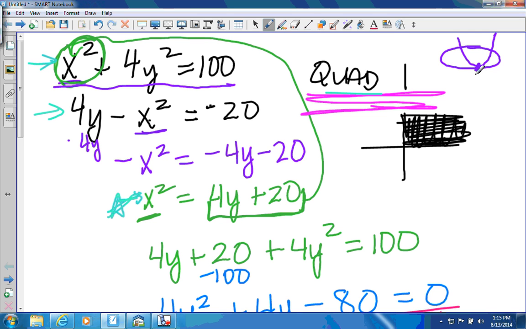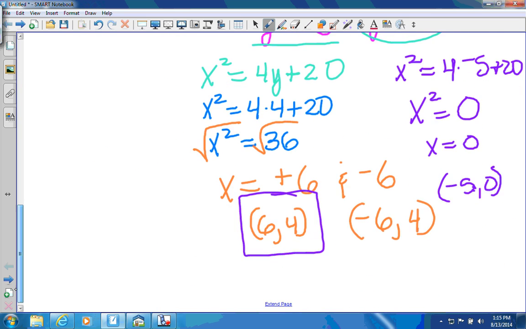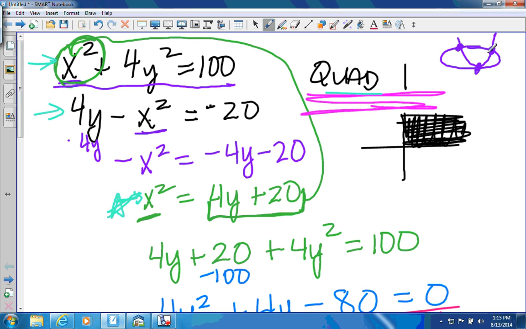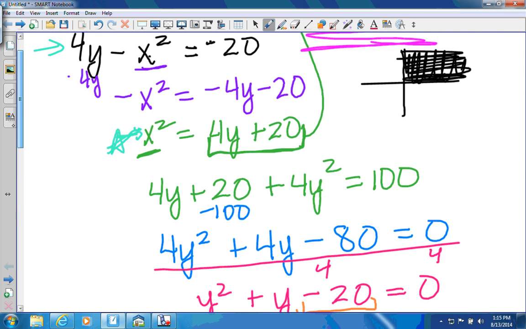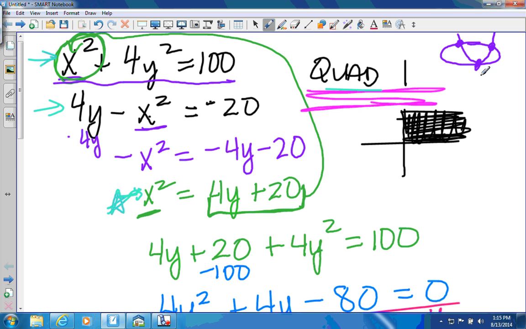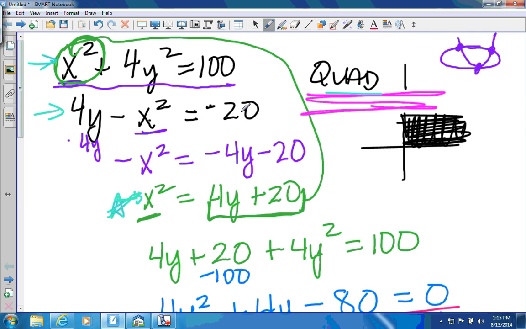And there's an intersection point, and there's an intersection point. And one of those is at 6, 4, like this one. Another one's at negative 6, 4. And another one is at negative 5, 0. So I don't have to draw it right, but you hopefully understand that it's intersecting in 3 places.